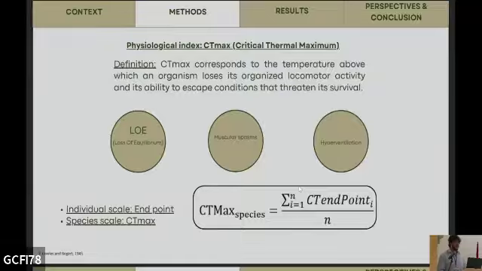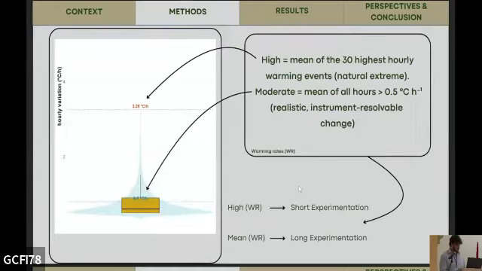Just keep in mind that CTmax is a species scale value, okay? So when we're doing our experimentation and an individual shows one of the 3 observations, we take it out of the system, of the setup, we measure the temperature, and that's what we call an endpoint or a rupture point. The CTmax is the mean of all endpoints across a similar species.